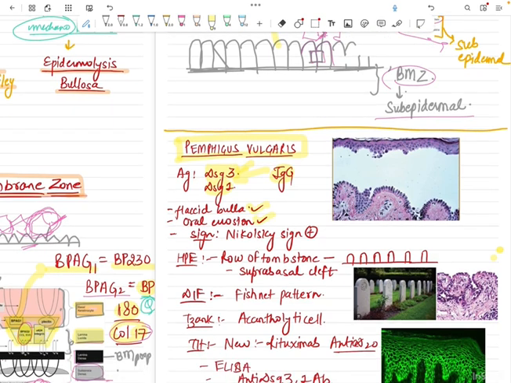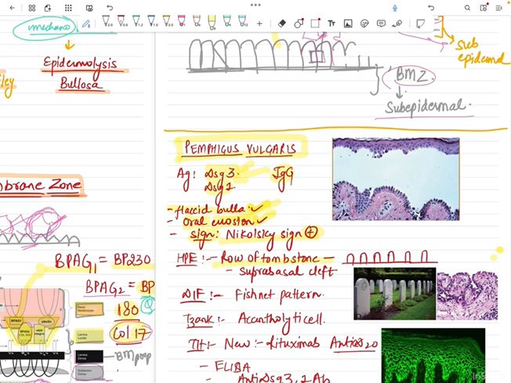So how do they present? There will be an individual with multiple flaccid bullae, right? They won't be tense bullae. Obviously, flaccid bullae is pemphigus group, and they will give a history of oral erosions. See, oral erosions are seen in pemphigus vulgaris more commonly. Another sign you must know, Nikolsky sign, right? Nikolsky sign will be positive.